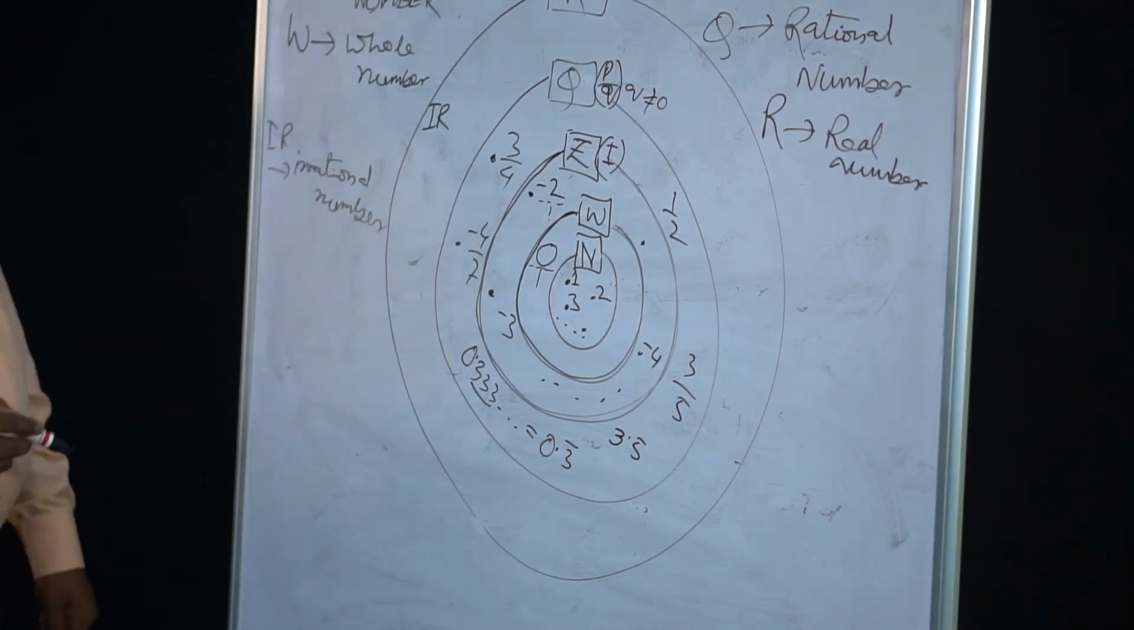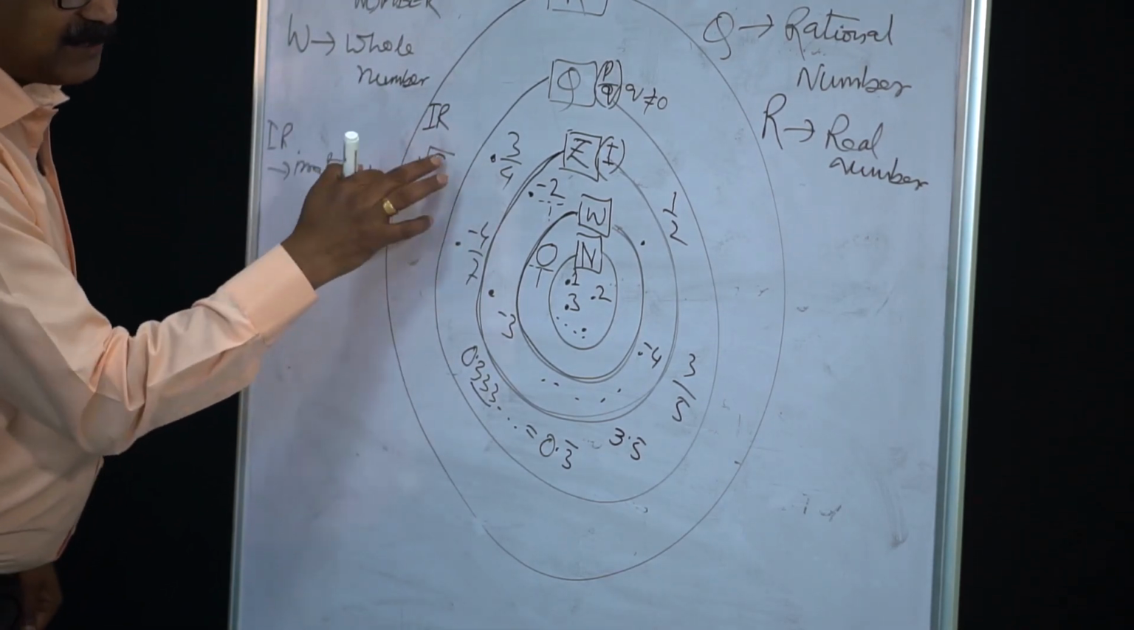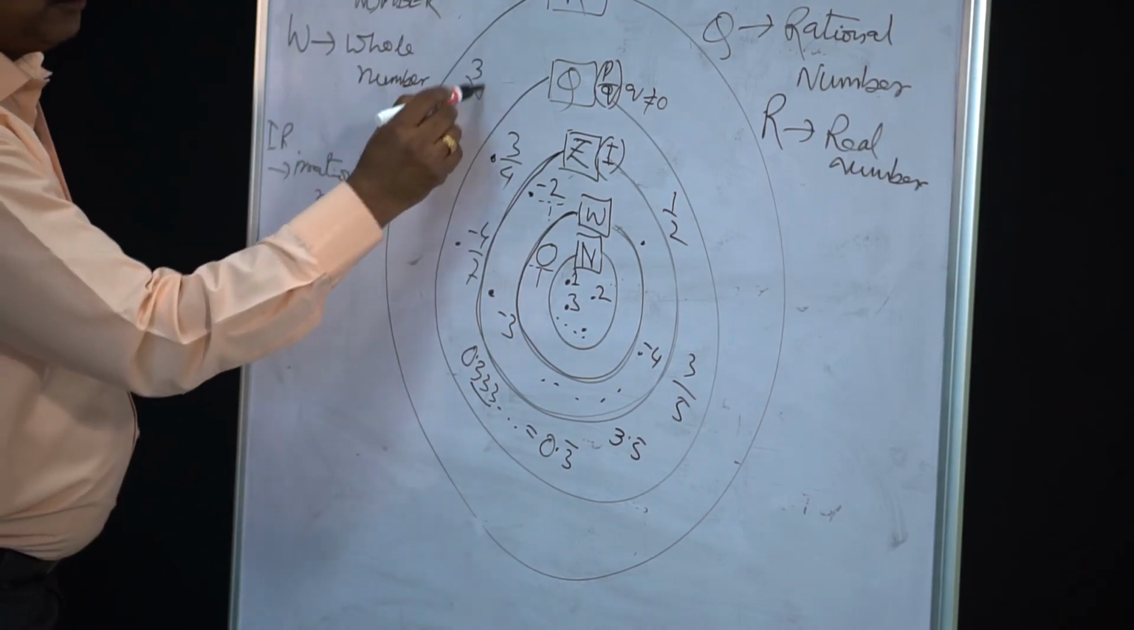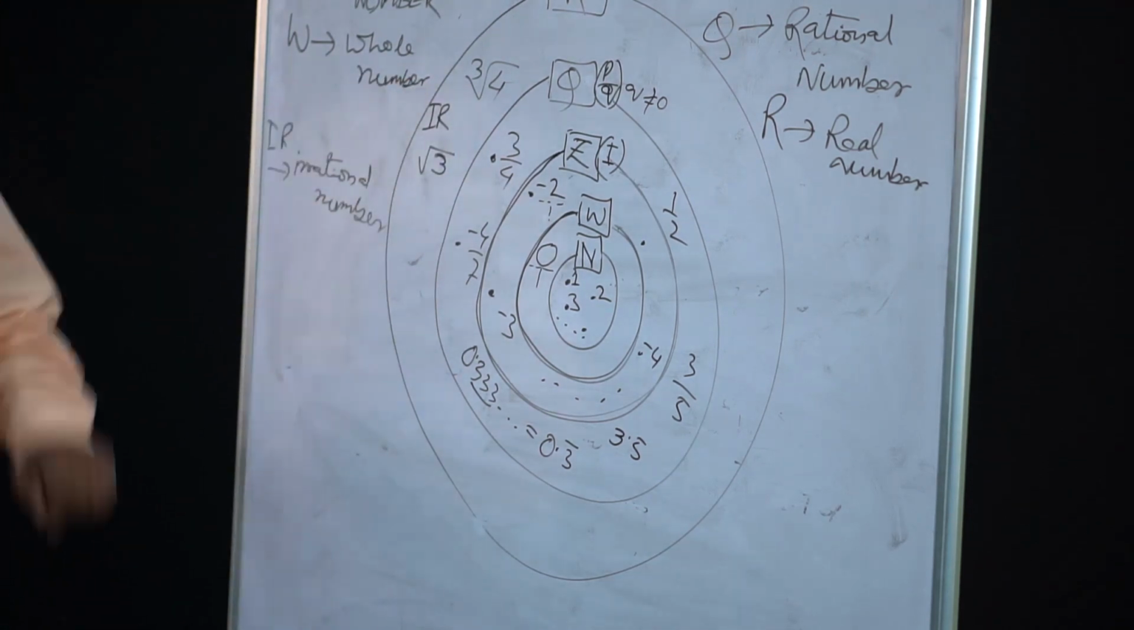What is an irrational number? A number under the form of a radical sign. This is called the radical sign, root. This is called square root. If I write cube root of 4, that also has a radical sign. This is also an irrational number.